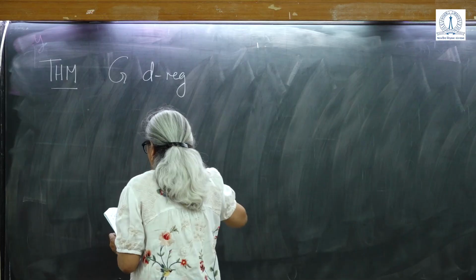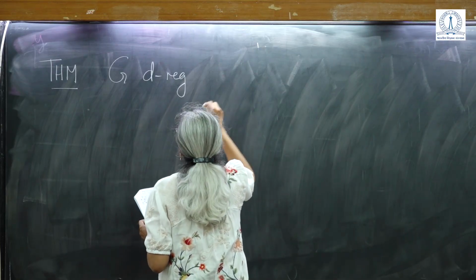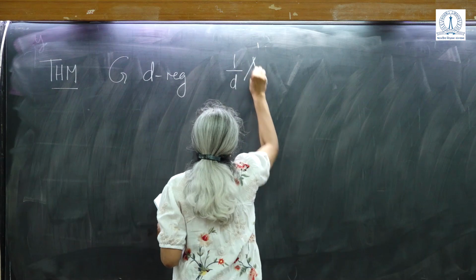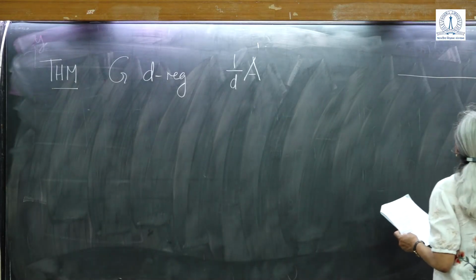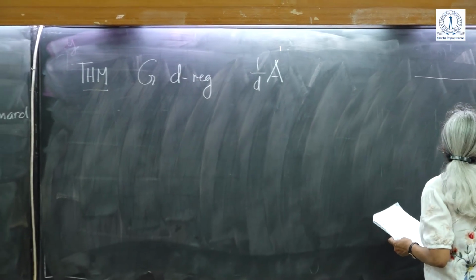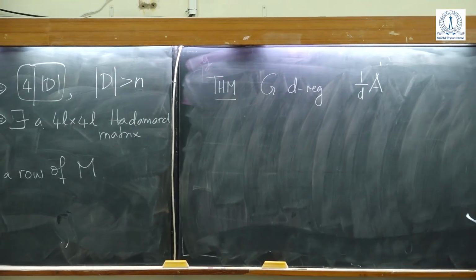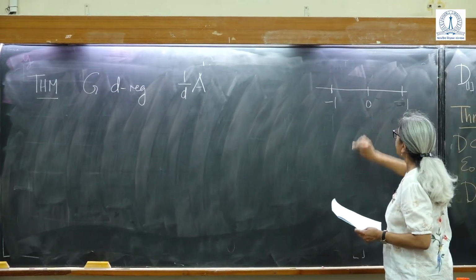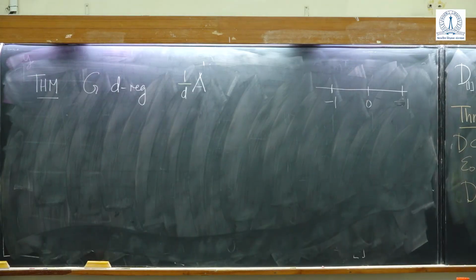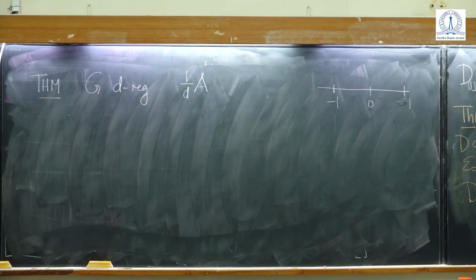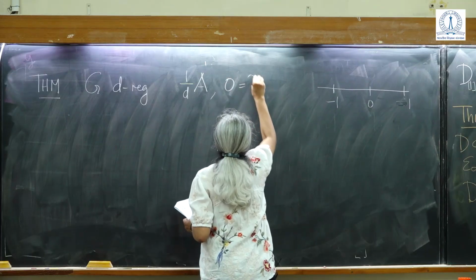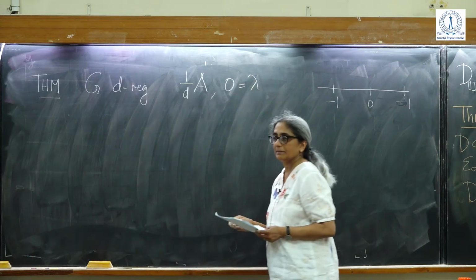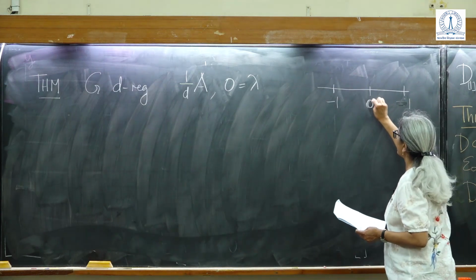So let's take G to be d-regular, and let's look at the walk matrix. This is the walk matrix, and remember that this matrix has spectrum between plus 1 and minus 1. This is where the spectrum lies, right? So 0 is in there. 0 is sometimes an eigenvalue, sometimes not an eigenvalue. So let's take the case where it is an eigenvalue. So let's suppose that 0 is one of the lambdas of this matrix, okay? So this is an eigenvalue.